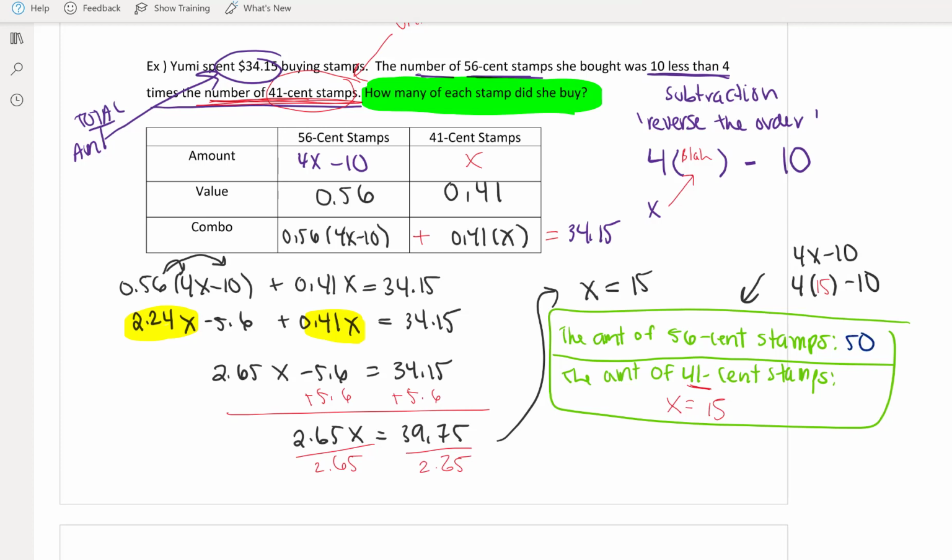So 50 total stamps I'm going to have. Okay. Hopefully that makes sense.